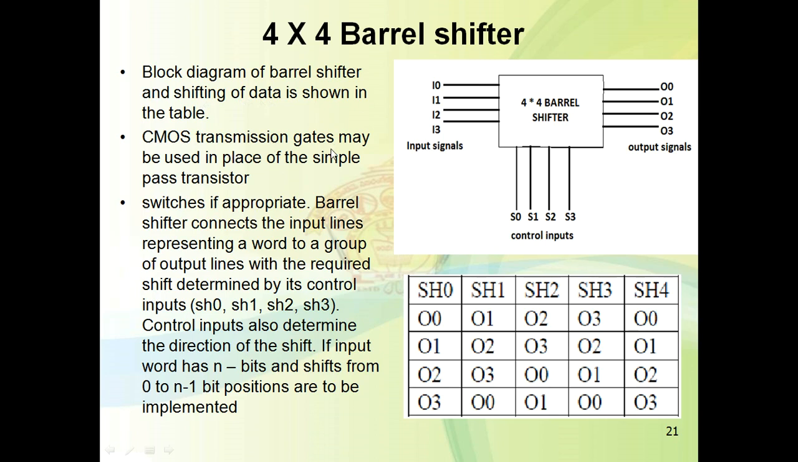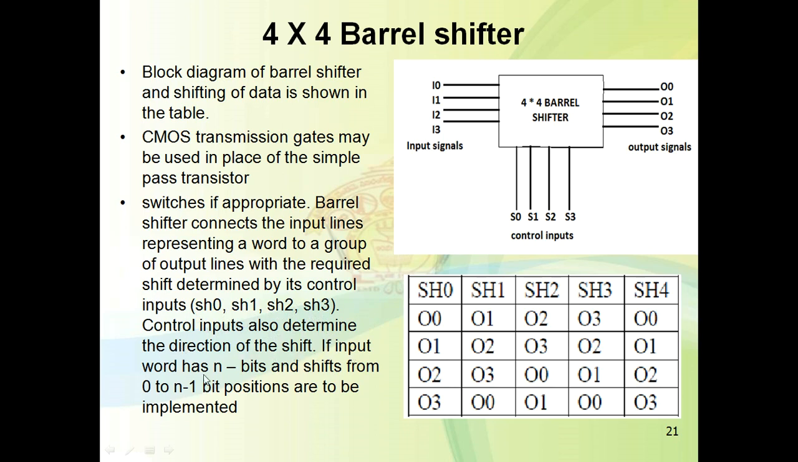The CMOS transmission gate may be used in place of the simple pass switches. Pass transistor switches are there, but instead of that switch we can use a CMOS transmission gate. The barrel shifter connects the input lines representing a word to a group of output lines with the required shift determined by the control inputs. Shift 0, shift 1, shift 2, shift 3 are the control inputs. Control inputs also determine the direction of the shift.